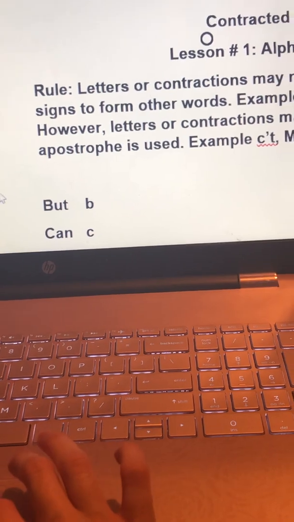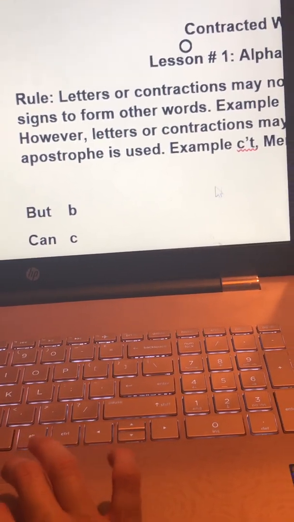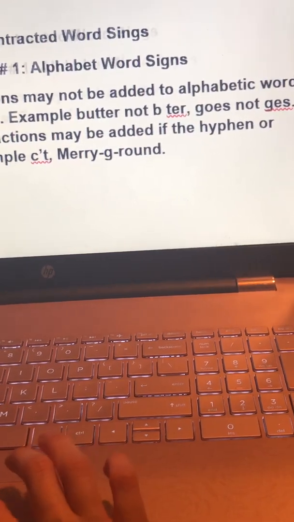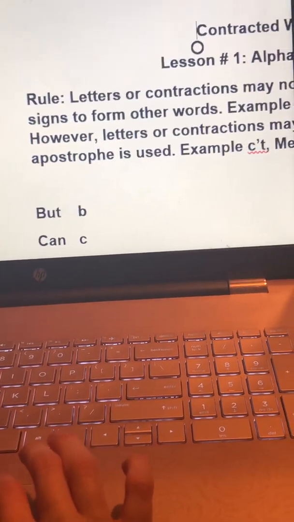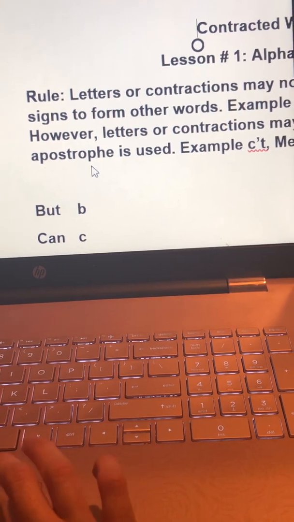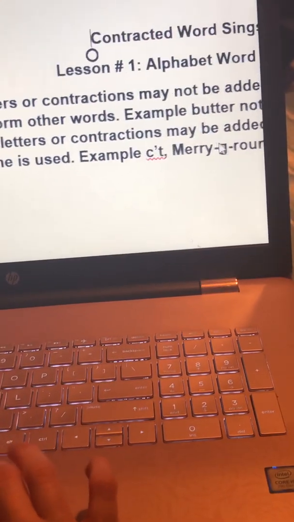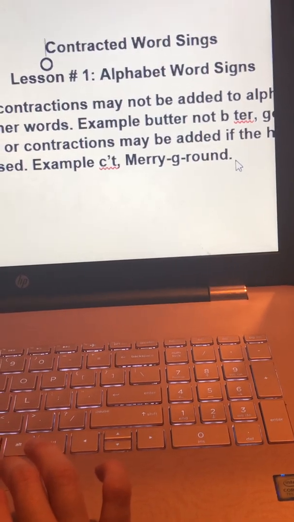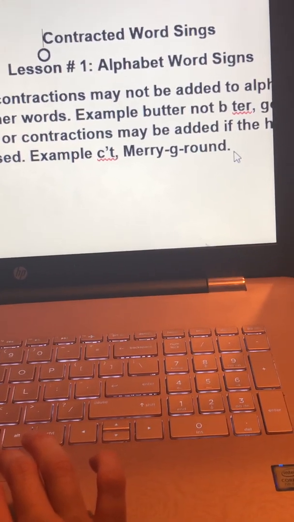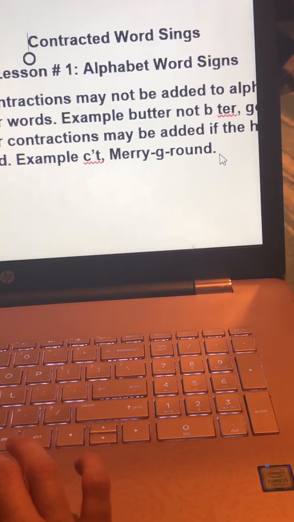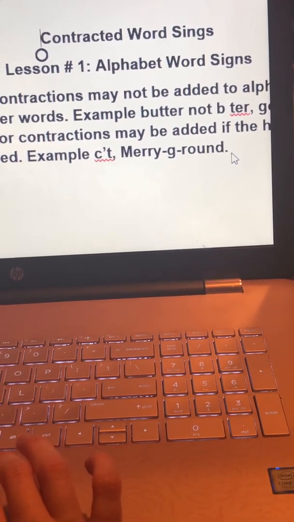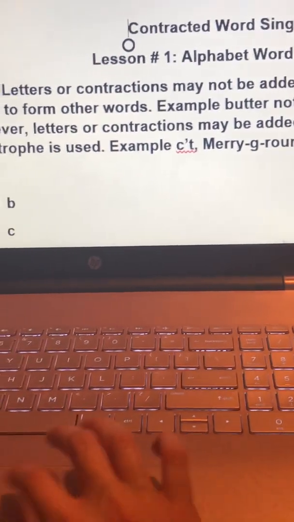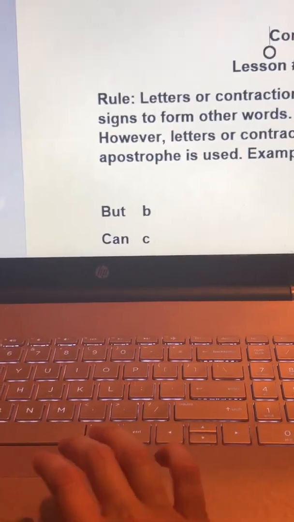However, letters or contractions may be added to the hyphen or apostrophe, if the apostrophe is used. An example is the word can, and it's apostrophe T, so can't. And then the word merry-go-round. G is understood as go. So let's look at them now.